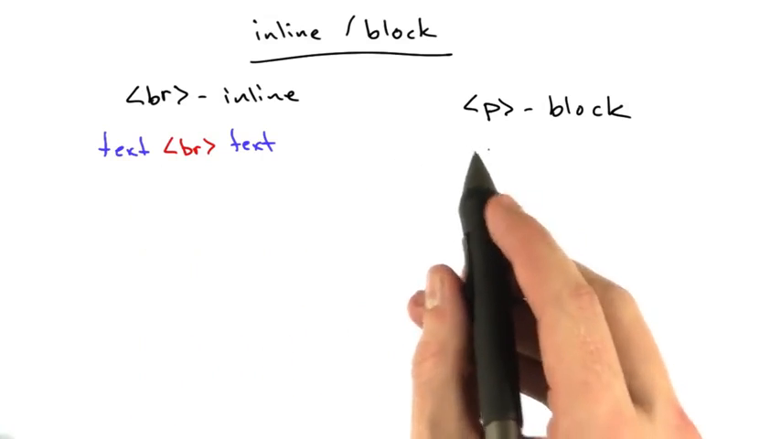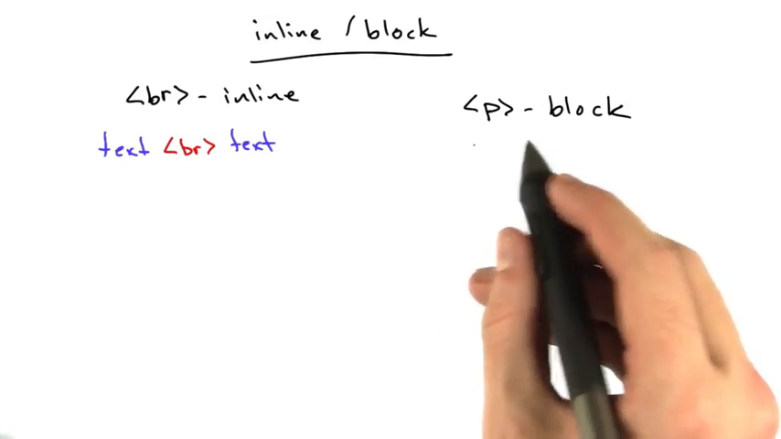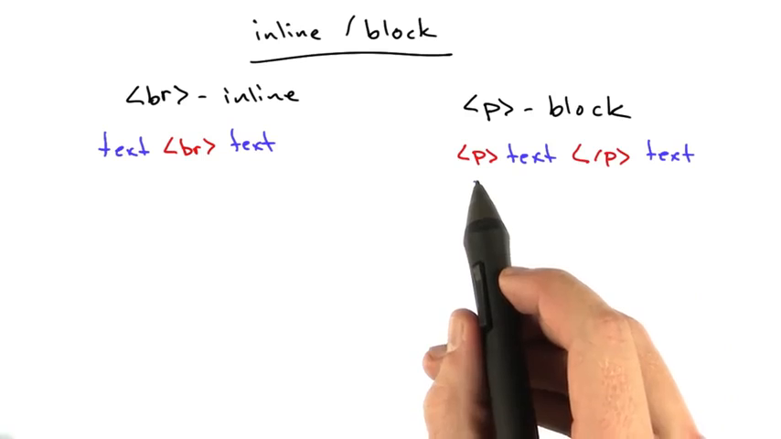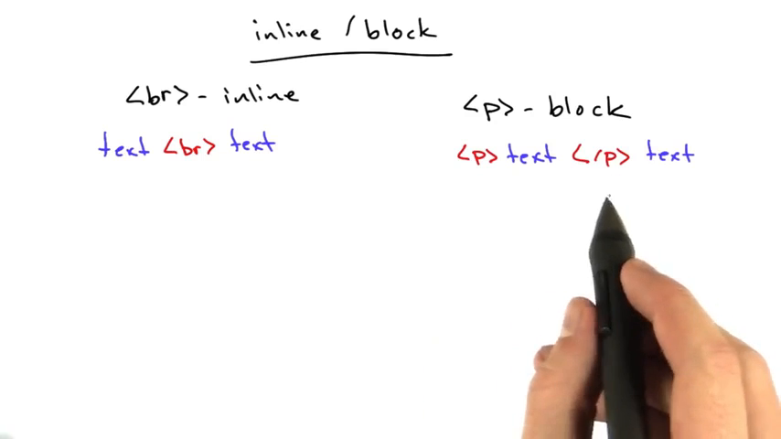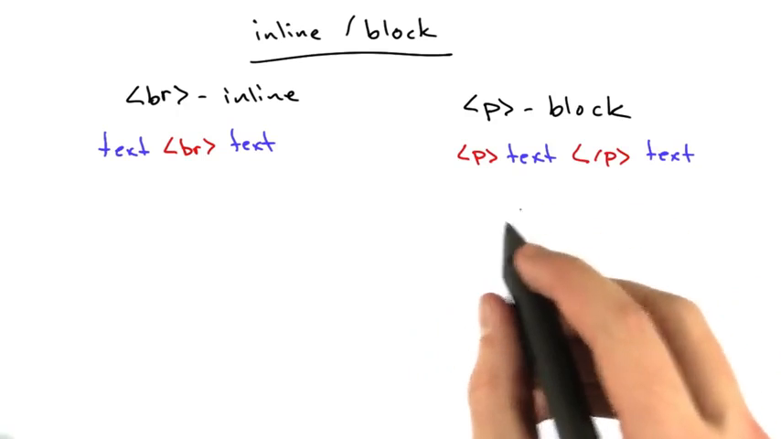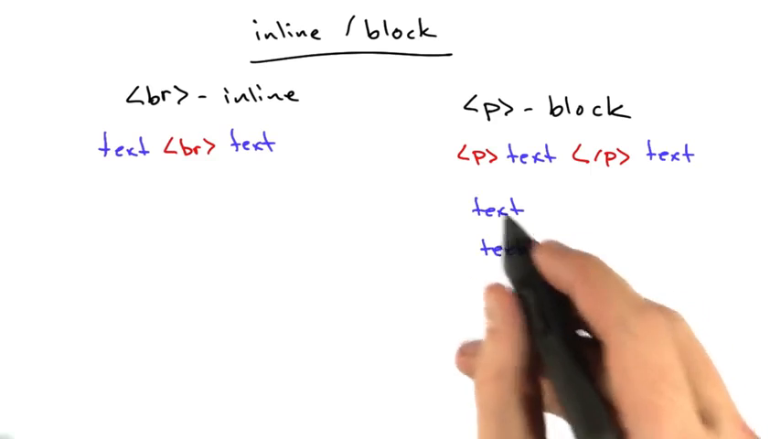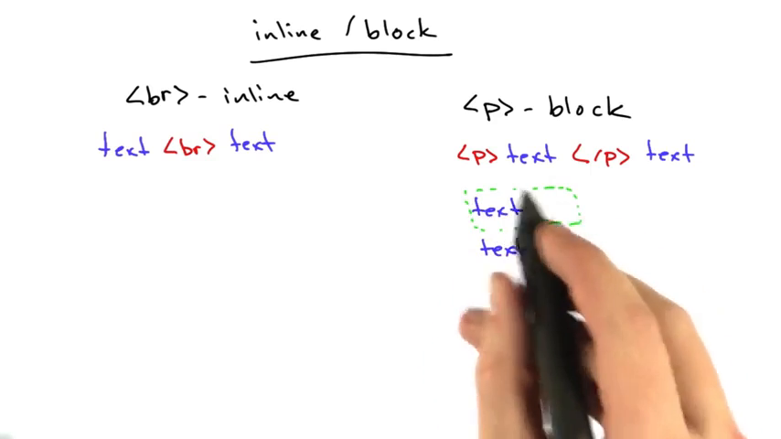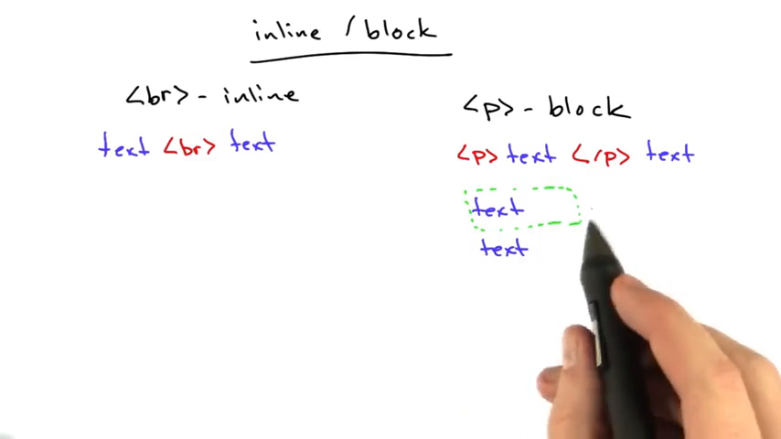The P tag works differently. The P tag actually makes an invisible box. So when we have HTML that looks like this, it creates an actual box. Instead of just rendering text and a blank line, what this is actually rendering is something sort of like this. You've got two lines of text and there's actually this invisible box around the text. And that's what the P tag does, it makes this invisible box.